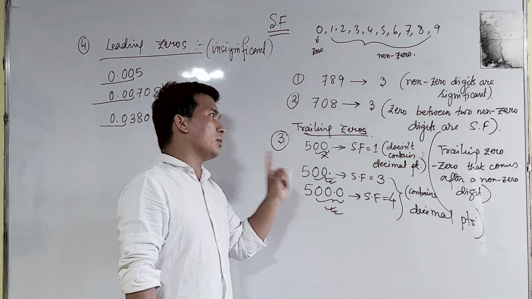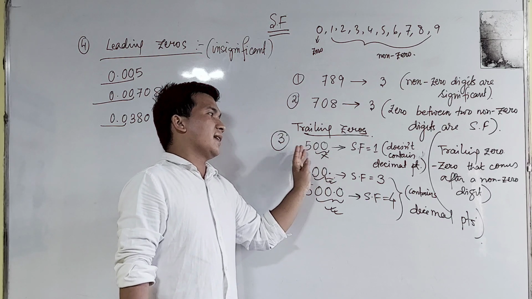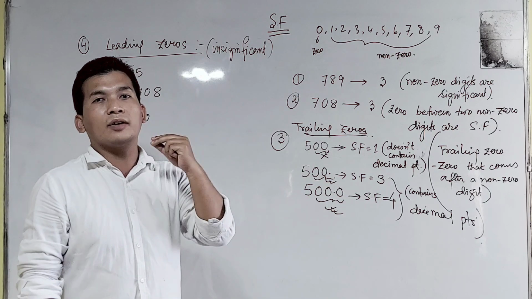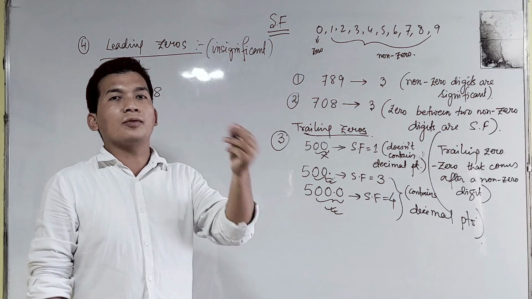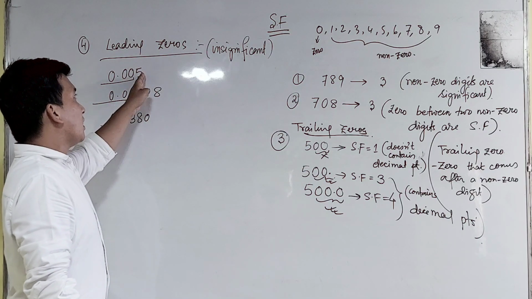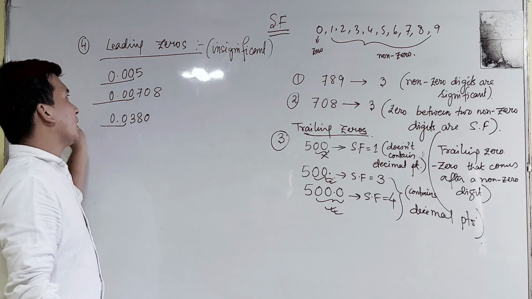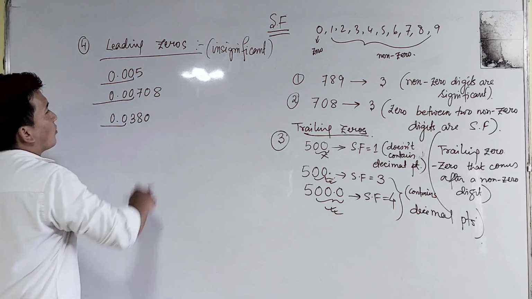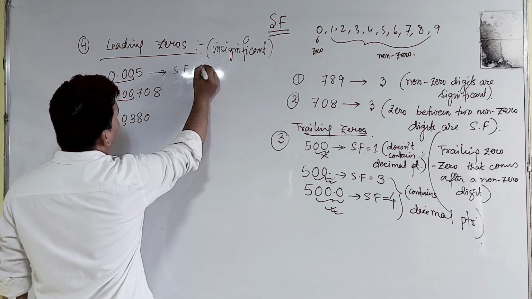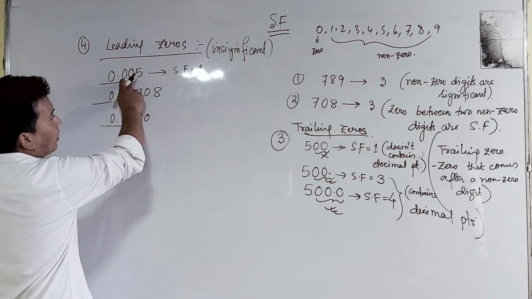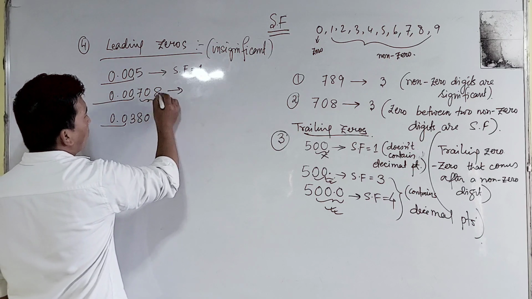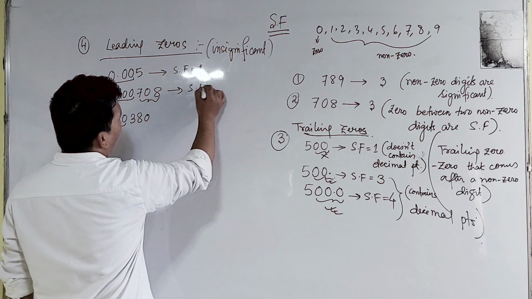For the significant figure count, first of all we have to look for the decimal point. Simple. The leading zeros before the non-zero digit are not significant. This will have only one significant figure. The significant figure will be only this digit. So the significant figure count will be 3.